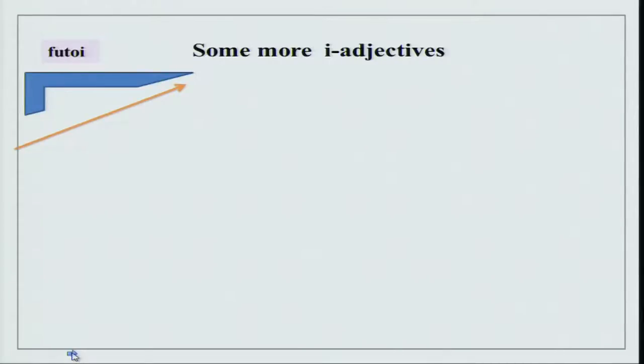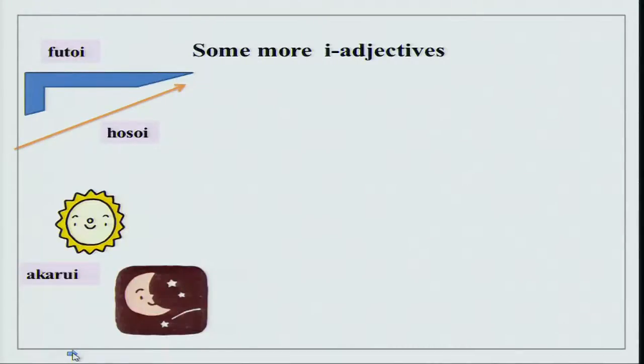Well, we have some more for you. So, we will practice that as well. Now, you can see we did futoi in our previous slide. This is also for shapes over here, futoi, and then we have hosoi, thin, for shape and size. Then you can see the sun shining bright. This is akarui. And we have the moon in the night, it is dark, kurai.